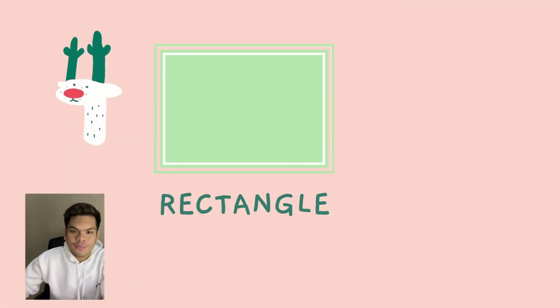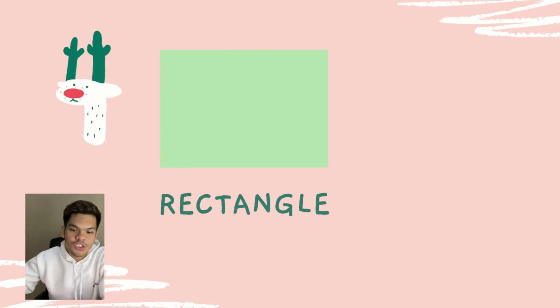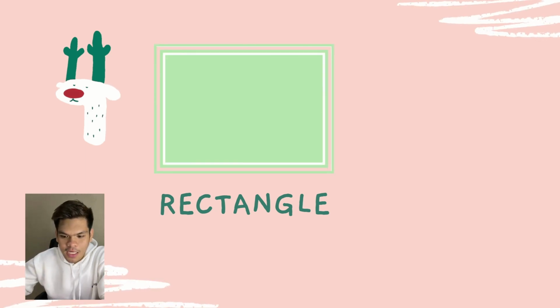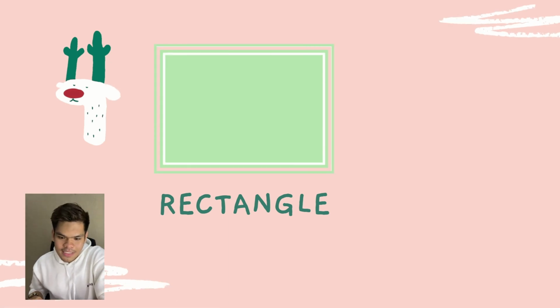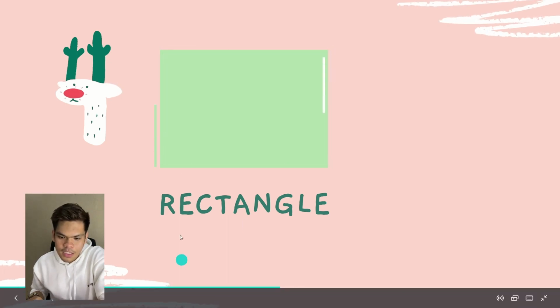Rectangle. Okay, rectangle. The fourth shape. Rectangle. How do we spell rectangle? Okay, let's see. Spell with me.